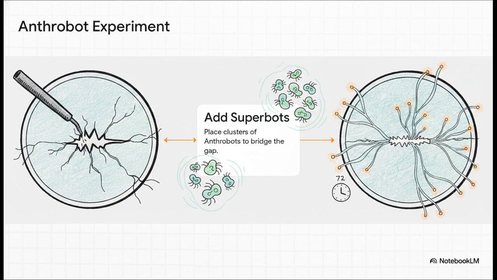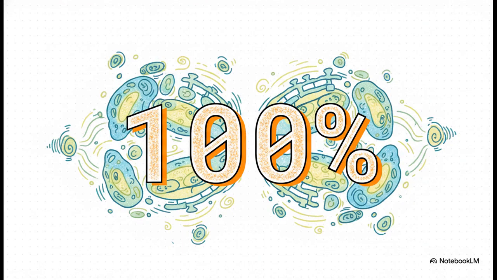Then they dropped in clusters of these anthrobots, or superbots, right onto the wounded area. Within just 72 hours, they watched as the biobots actively coaxed the human neurons to grow nerve fibers and bridge the gap. And the success rate? 100%. Every single connected superbot replicate showed full gap closure.